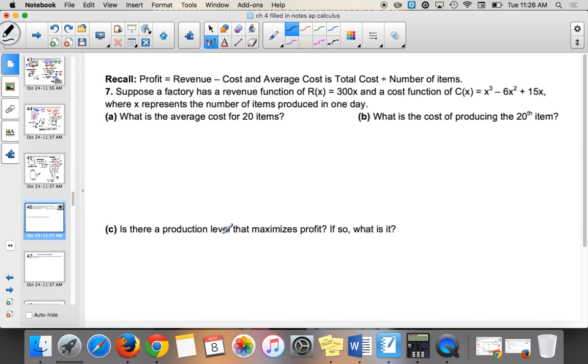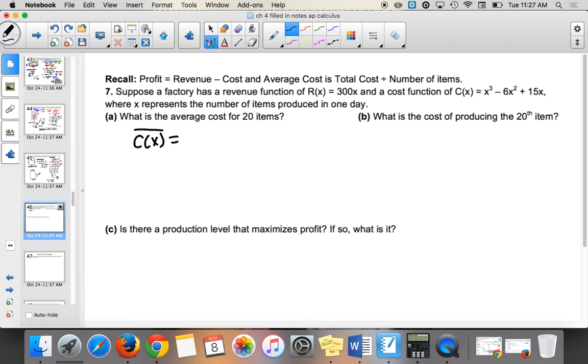So the average cost is also the total cost divided by the number of items that you sold. Okay, so it says suppose a factory has a revenue function of r of x equals 300x and a cost of x cubed minus 6x squared plus 15x, where x represents the number of items produced in a day. So what is the average cost for 20 items? Do you guys remember how I wrote average cost? I like saying it. C bar. You guys remember that? That's how we read it, C bar.